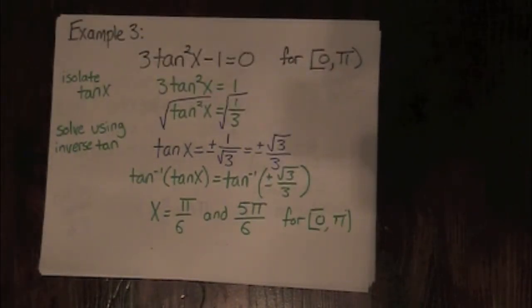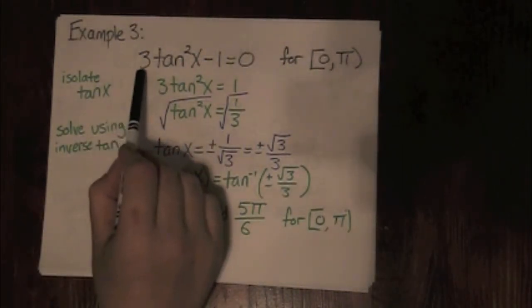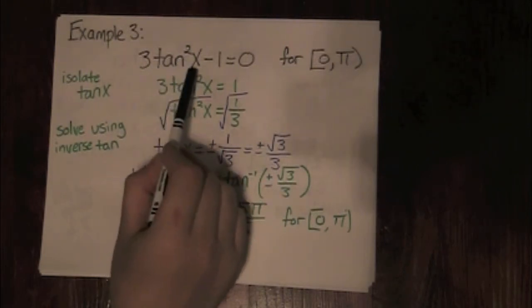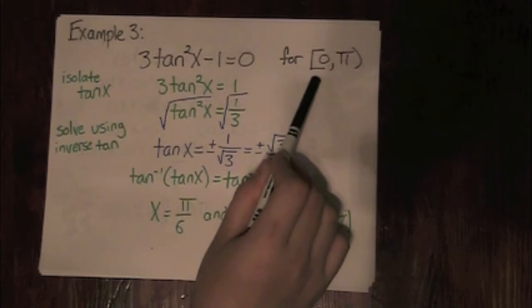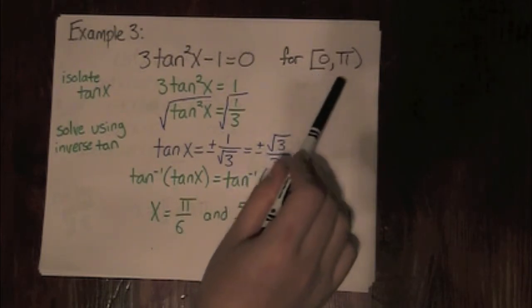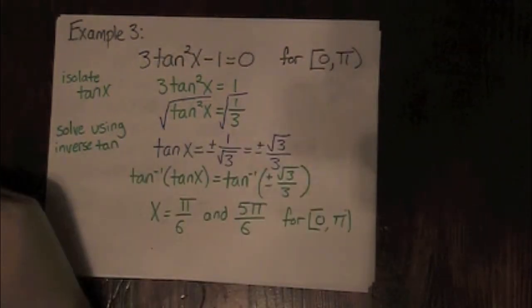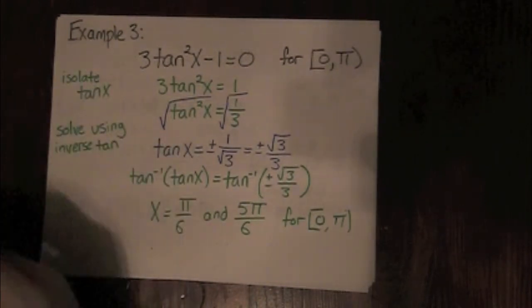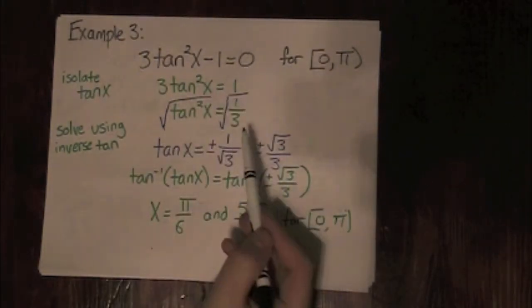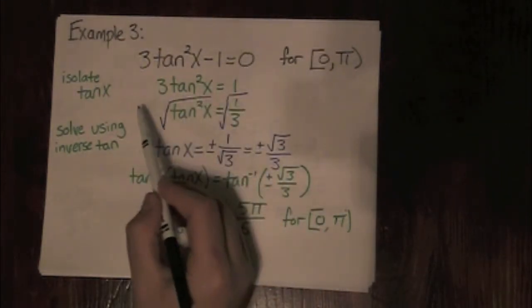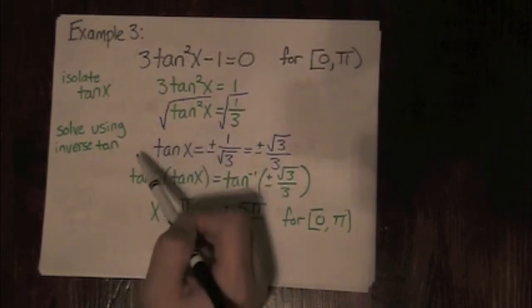For our third example, we go a little bit further with our complexity. We're looking for 3 tan squared of x minus 1 equals 0 for the interval from 0 to pi. Alright, if I'm looking for a way to isolate tangent of x, let's start by adding 1 to both sides and dividing by 3. Then I'm left with tan squared of x equals 1/3.